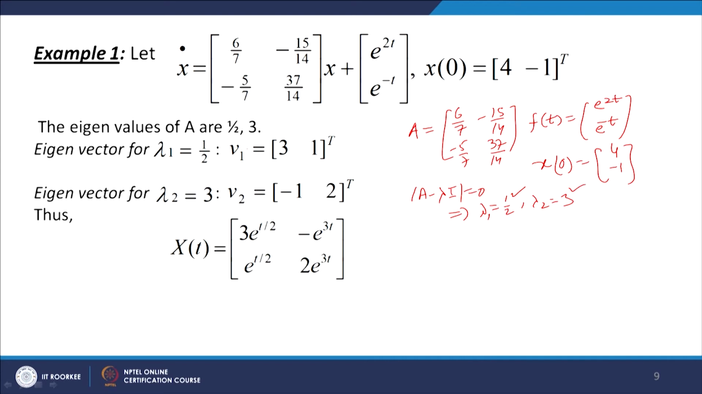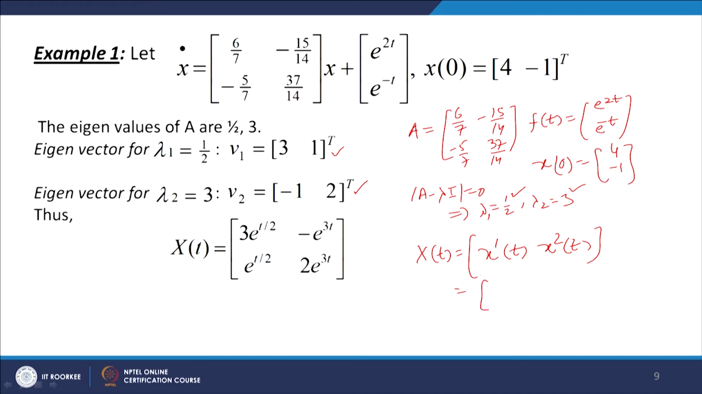We can find eigenvectors corresponding to lambda1 equal to 1/2 and lambda2 equal to 3. Since the eigenvalues are real and distinct, the corresponding eigenvectors are linearly independent. So, B1 and B2 we can find, they are linearly independent. Now, X(t) is a fundamental matrix. So, X(t) equal to x1(t), x2(t).